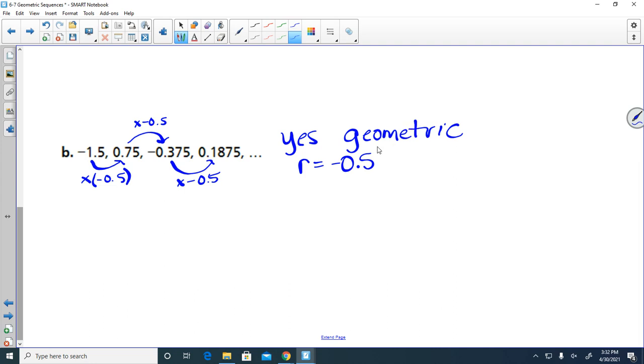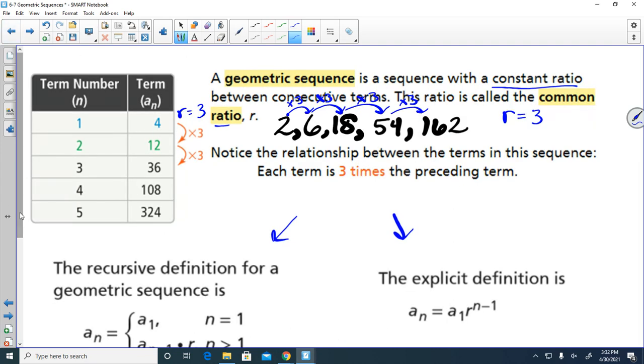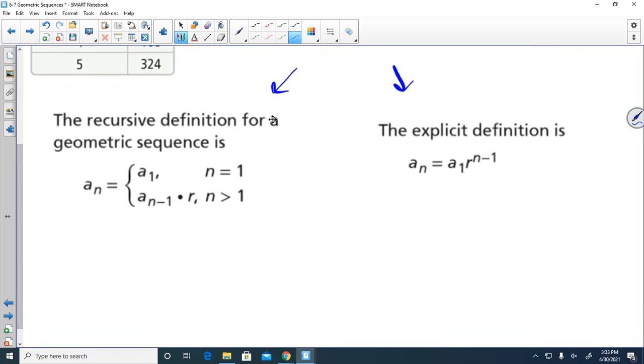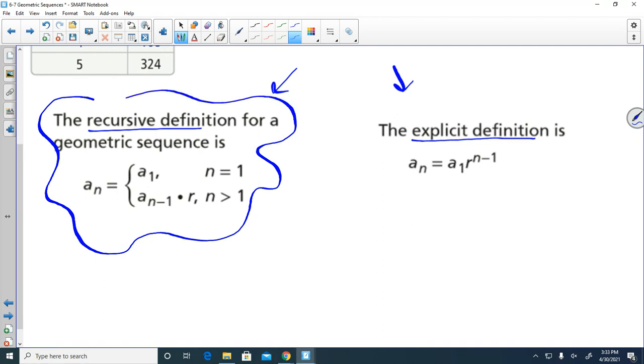Now, once we establish that it's geometric, we can write an equation for our sequence. And we have two different ways to write our equation. The first is the recursive, and the next is the explicit. So we'll start off with the recursive right now. The recursive definition is a piecewise function, and what it does is tell you how the sequence works. So a sub n stands for the nth term, and that means a sub 1 would be the first term.